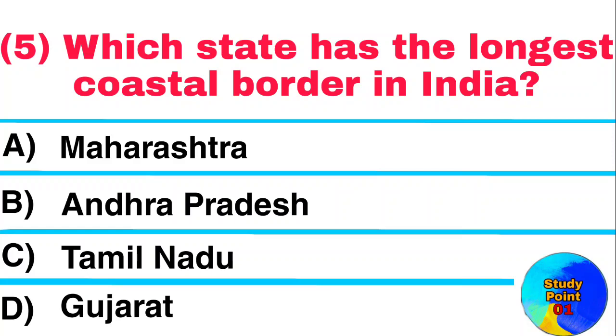Question. Which state has the longest coastal border in India? A. Maharashtra. B. Andhra Pradesh. C. Tamil Nadu. D. Gujarat. Answer. Gujarat.